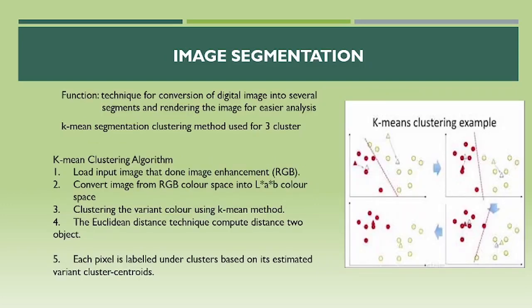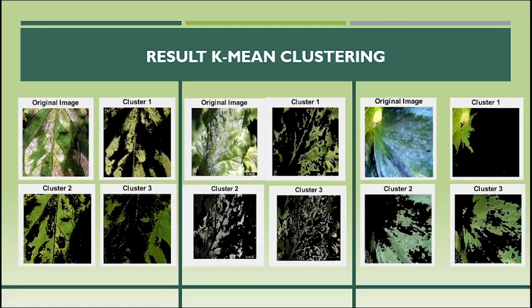Next step is image segmentation. The technique is conversion of the JPEG image into several segments, rendering the image into one that is easy to analyze. For this project, I chose the k-means clustering segmentation method. What k-means does is cluster the image of the disease into 3 clusters. This is the result of k-means clustering. As we can see, the original image is converted into 3 clusters.